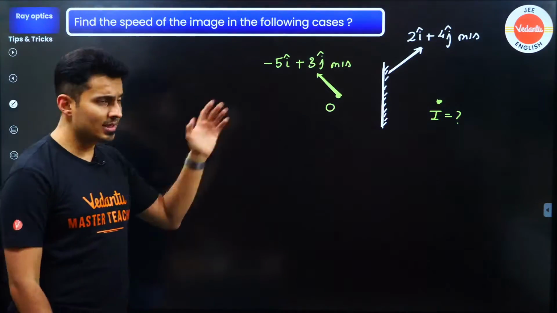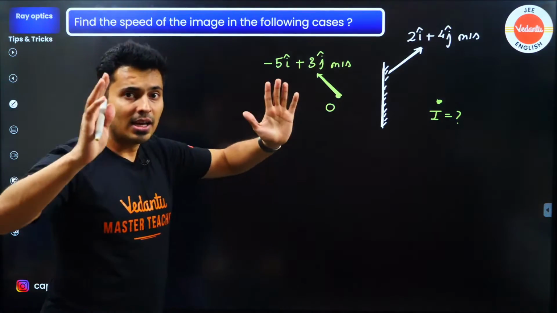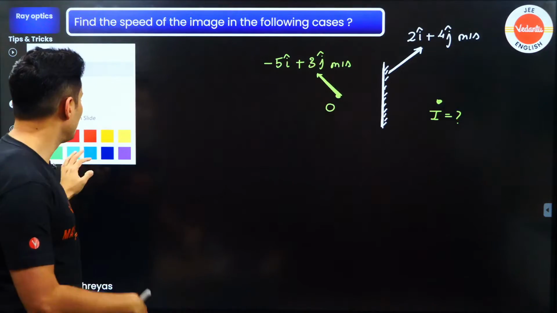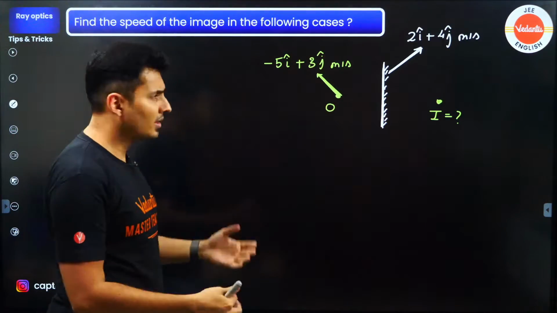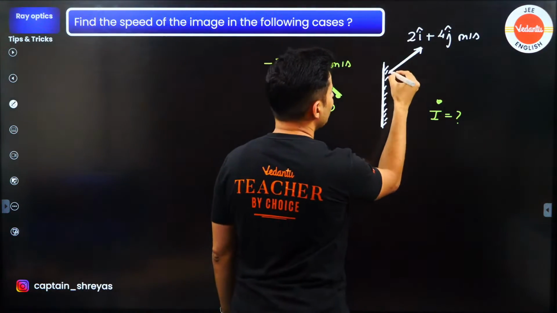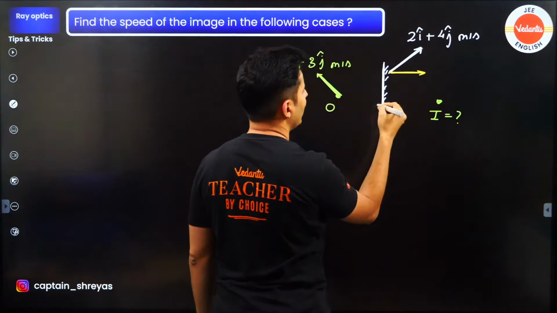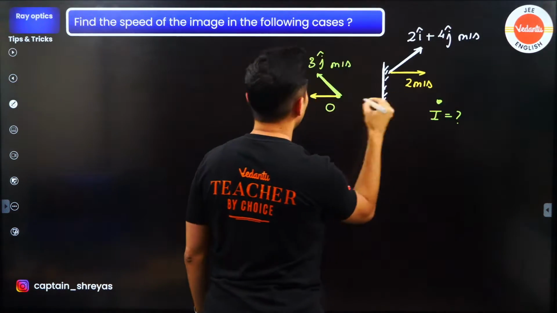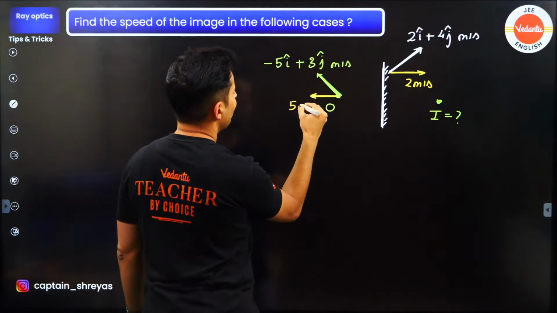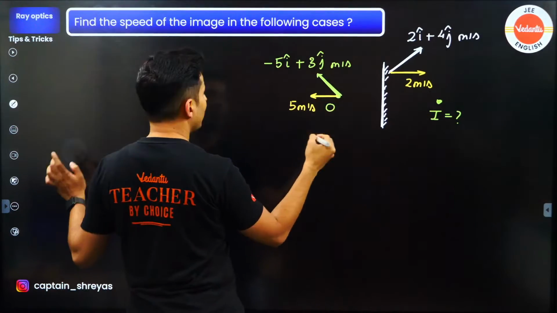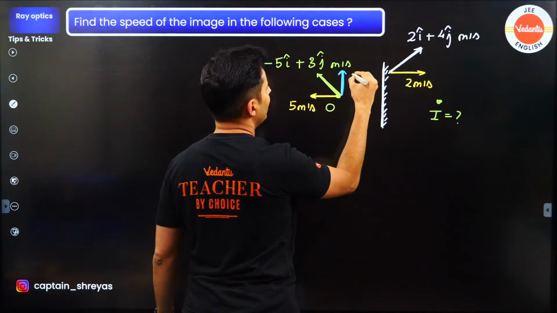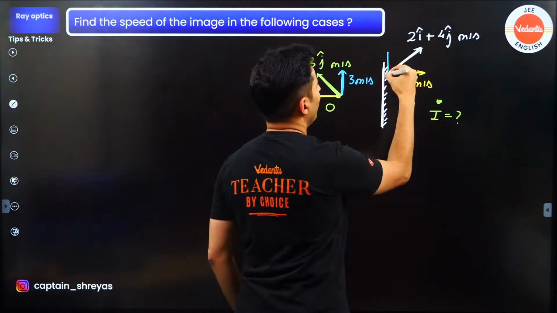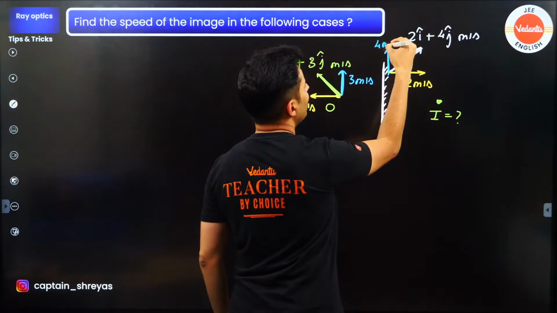Okay, let's try to do this question. Whenever you have some angles, always take components. Don't take the resultant, always take the components. Now I can split this up this way. The mirror is going with 2 meters per second this way. The object is going left side with a speed of 5 meters per second. On the other side, it is going up with 3 meters per second upwards. The mirror's other component is 4 meters per second.